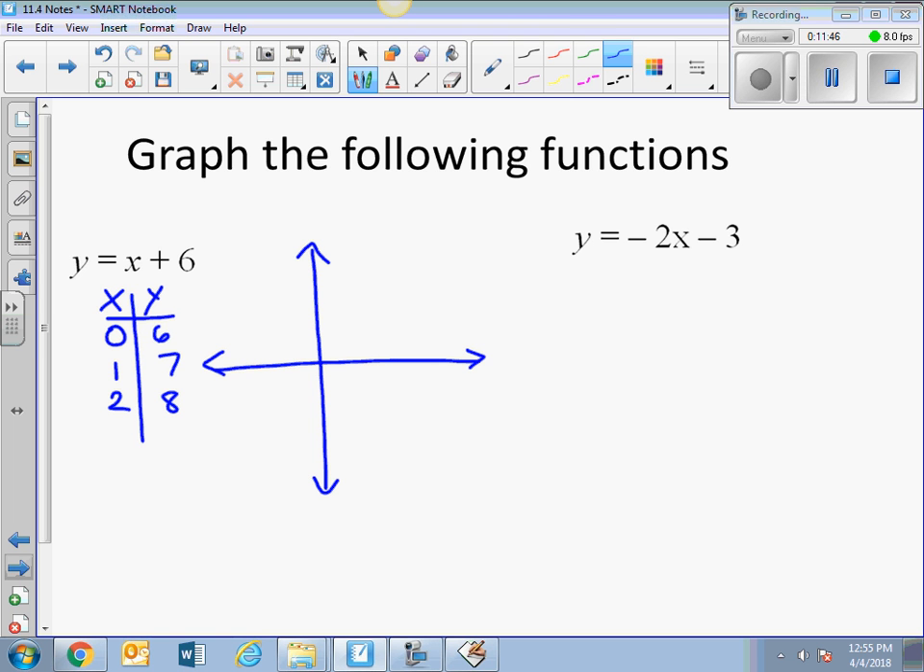You'll probably have some graphs for you on the worksheet. But it'd be 0, 6, 1, 7, and 2, 8. Okay, there's your graph. Draw it in. Make sure if you do the line there, that it has arrows on both sides, because it can go either way.